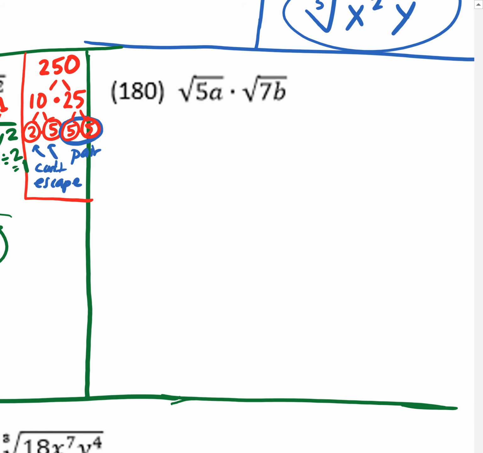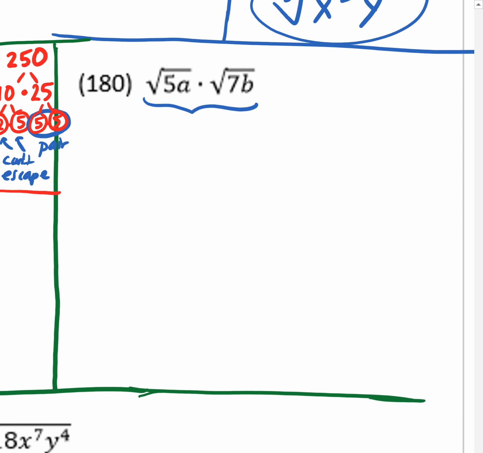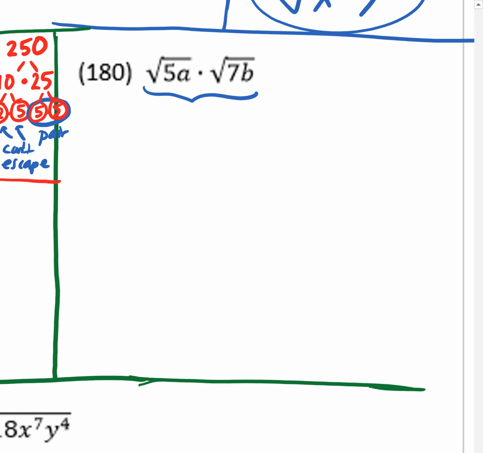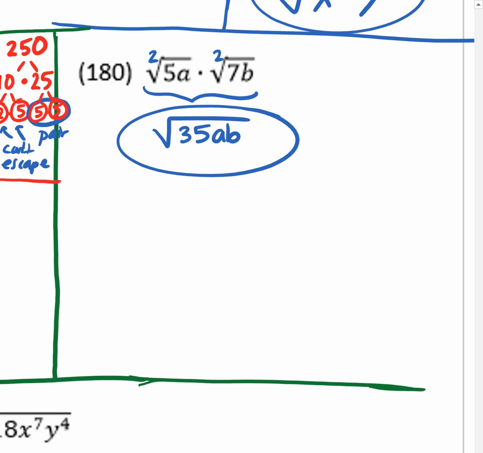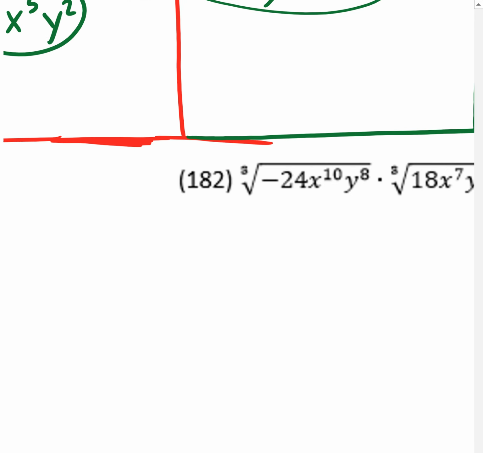The only thing I can really do is multiply. And the rule for multiplying radicals is, as long as they have the same index, you're okay to multiply them. These both have an index of 2, so it's okay to multiply. 5a times 7b is 35ab. And that's all they want, really, because you can't simplify that for the same reasons the first root couldn't simplify. And that's it.